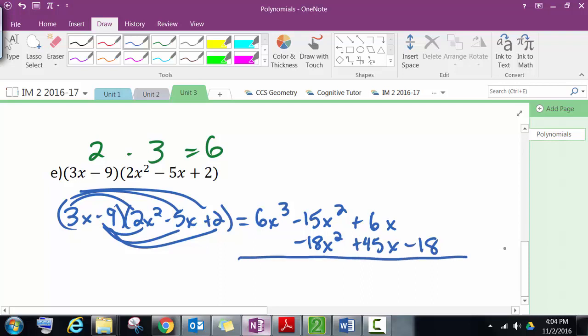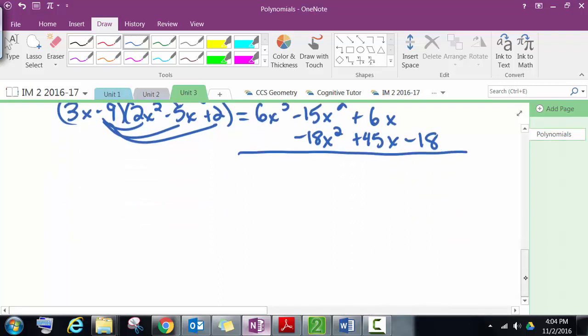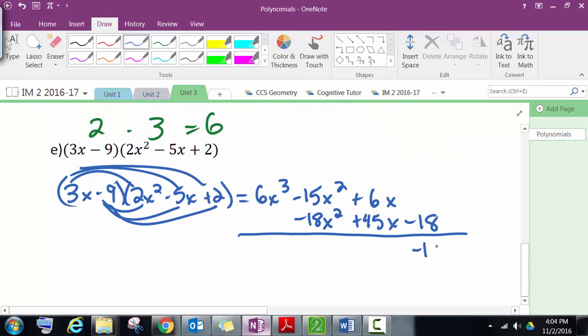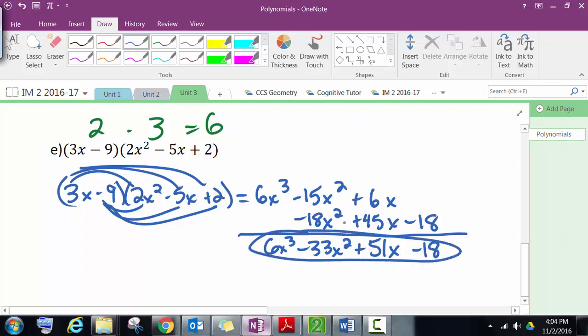And now if I line them up, when I add my like terms, I just add straight down. So it's negative 18, 51x, negative 33x squared, that's a positive 51x, and 6x cubed, the only one like that.